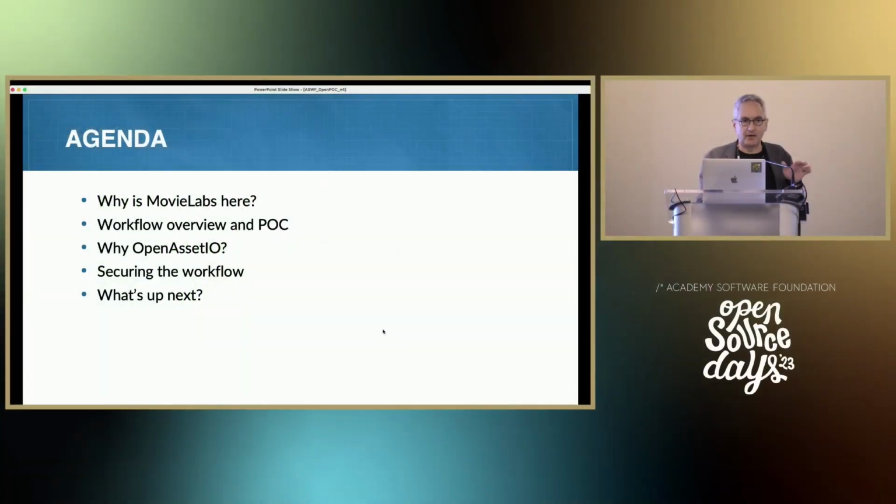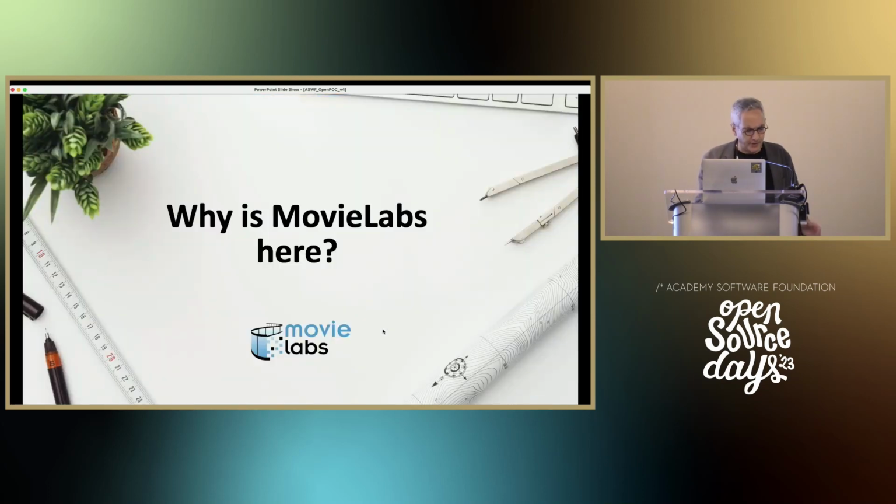I want to talk a little bit about why MovieLabs is here. We've been at the periphery of the ASWF for a while, but we really have a strong belief in open source and its value, so we're glad to be engaging more. I'll talk a little bit about the workflow that we did as a POC in our internal sandbox. Then Tom will talk about OpenAssetIO and why we used it, why it fit in well with some of the MovieLabs 2030 vision aspects. Then a little about security, because security is changing and it's hard, and then a little bit about what's up next. So why is MovieLabs here?